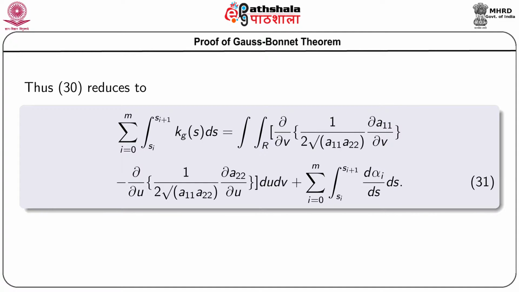So, by this relation, equation number 30 reduces to this expression: the summation i equal to 0 to m of the integral from s_i to s_(i+1) of kappa_g(s) ds is equal to the double integration over R of del by del v of 1 by 2 root A11 A22 del A11 by del v, minus del by del u of 1 by 2 root A11 A22 del A22 by del u, du dv, plus the summation i equal to 0 to m of the integral from s_i to s_(i+1) of d alpha_i/ds ds. So, this relation is due to Green's theorem.